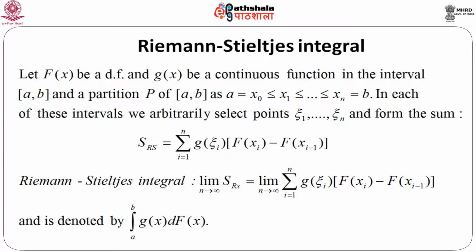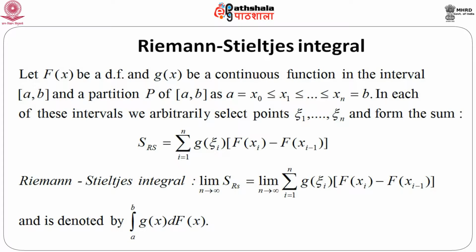Let capital F x be a distribution function and g x be a continuous function in the interval a b, and let us consider the same partition P of this interval a b. In each of these intervals, exactly as in the case of the Riemann integral, we arbitrarily select points xi 1, xi 2, up to xi n and form the sum, summation i equals 1 to n of g of xi i into capital F of x i minus capital F of x i minus 1.